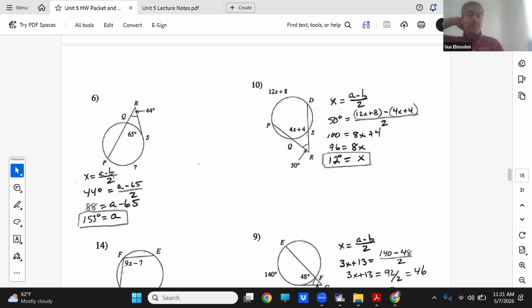You've got to go to both. Yeah, I did. Yeah, 12x plus 8 minus 4x plus 4: 12x minus 4x is 8x, 8 minus 4 is 4. Oh, yeah. Again, that's the thing with this stuff. It gets very, what's the word you use? You just have to be careful.